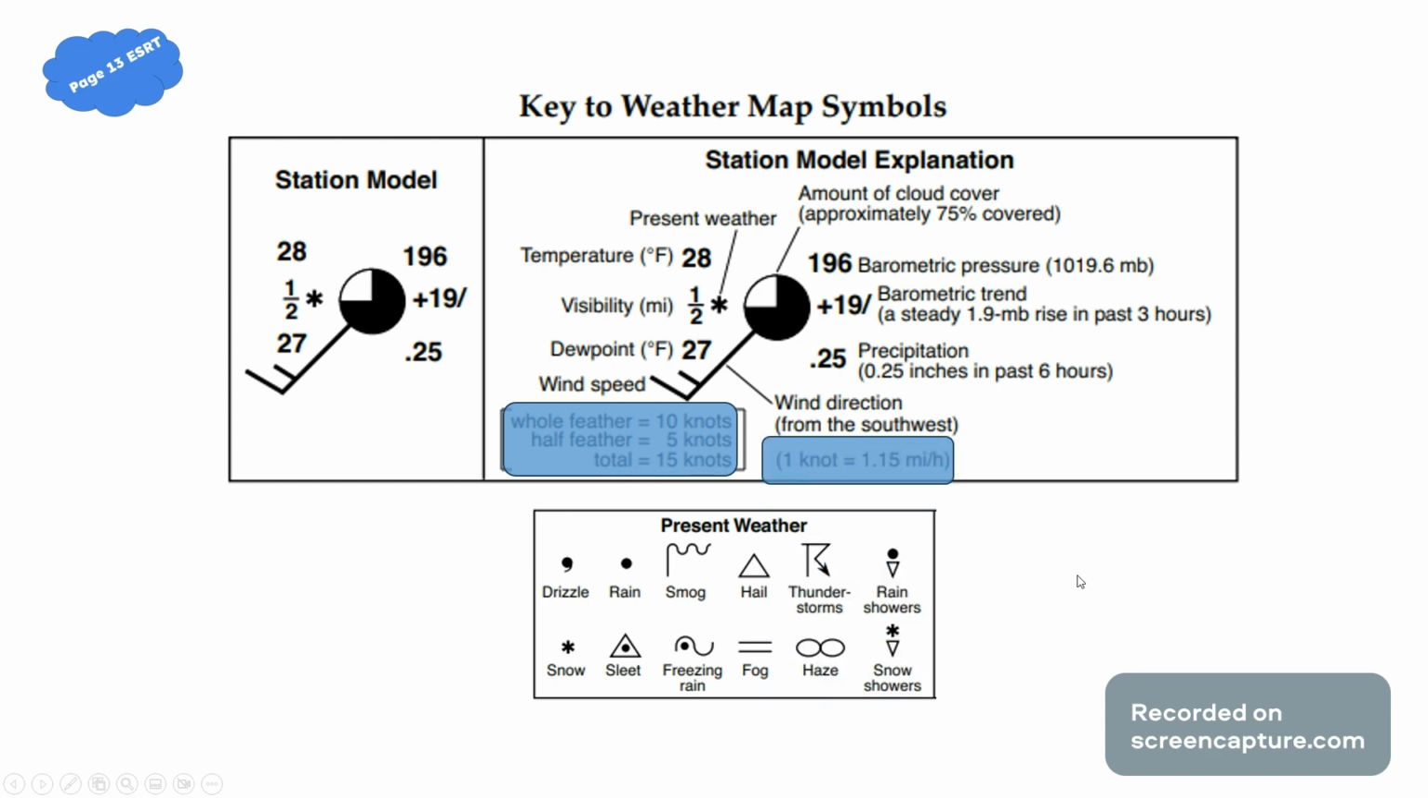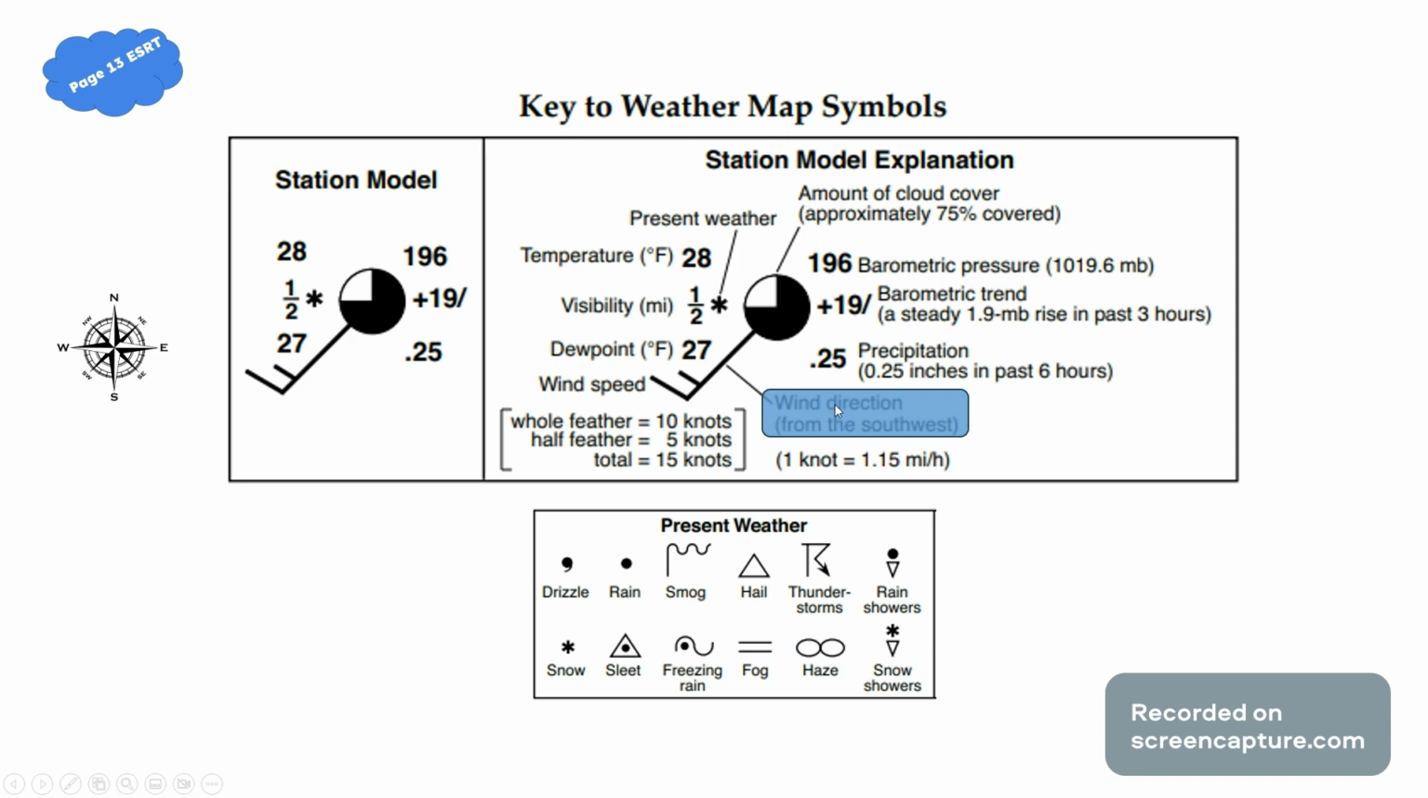And for folks who are not familiar with knots, we do have our conversion right here where 1 knot equals 1.15 miles per hour. So in addition to our speed, this also gives us our direction. So wind direction is always measured where the wind is coming from. In this case, the wind is coming from the southwest.